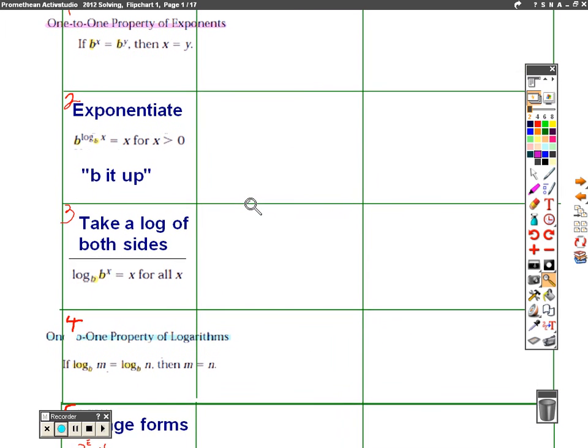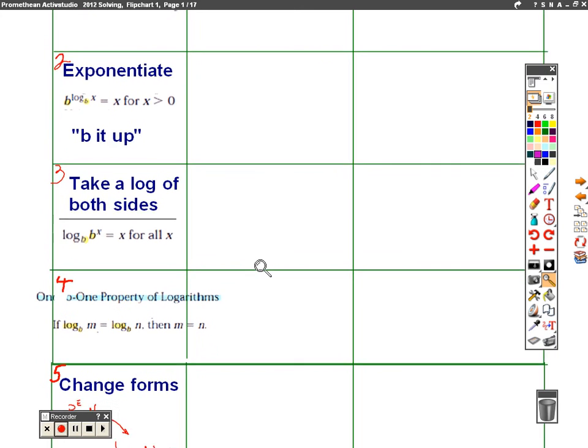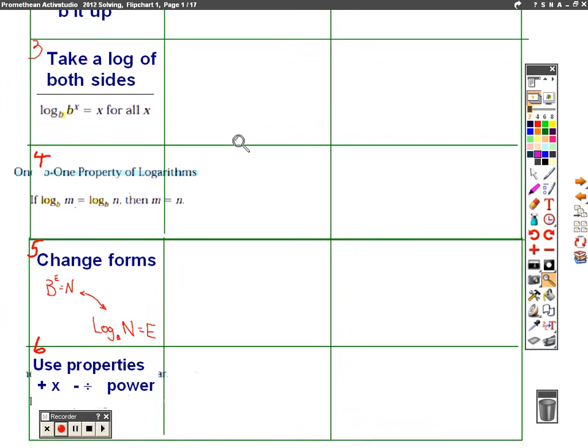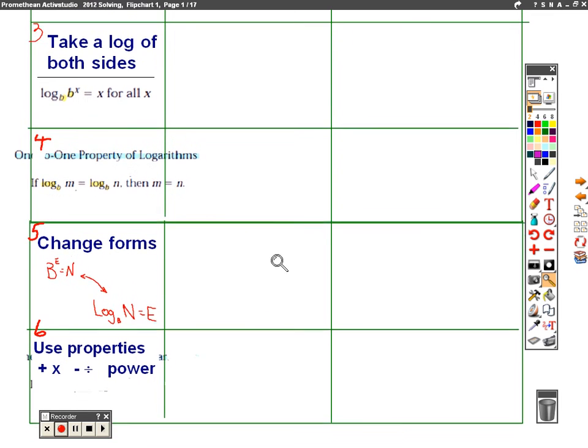Another strategy is exponentiate. In that video some of us watched, the gentleman said, "B it up," which really is just exponentiating with b as the base, but we'll look at an example of that. Taking a log of both sides, and that's using that property so that the inverse operations end up giving us isolating that x.